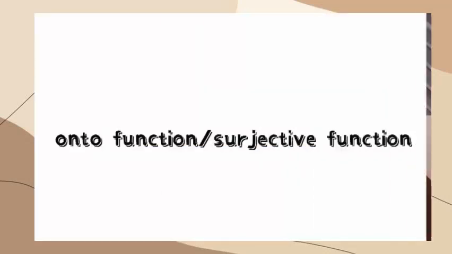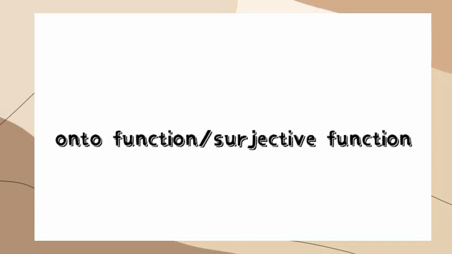Next, we have many-to-one function. It is a function which maps two or more elements of P to the same element of set Q. And after that, we have onto function or surjective function. It is a function for which every element of set Q has a pre-image in set P.